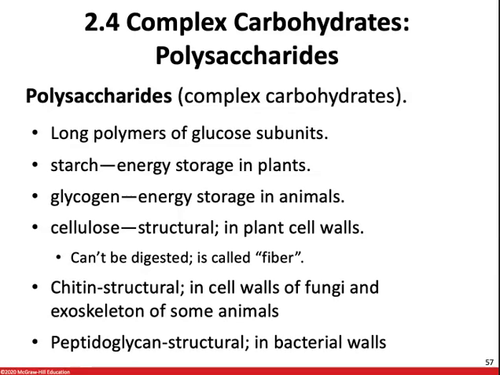I would like you to know the different forms of complex carbohydrates and their purposes. So I would like you to know that starch is used for energy storage in plants. Glycogen is used for energy storage in animals. Cellulose is a structural carbohydrate, cannot be used for energy. It's structural, and it's found inside of plant walls.